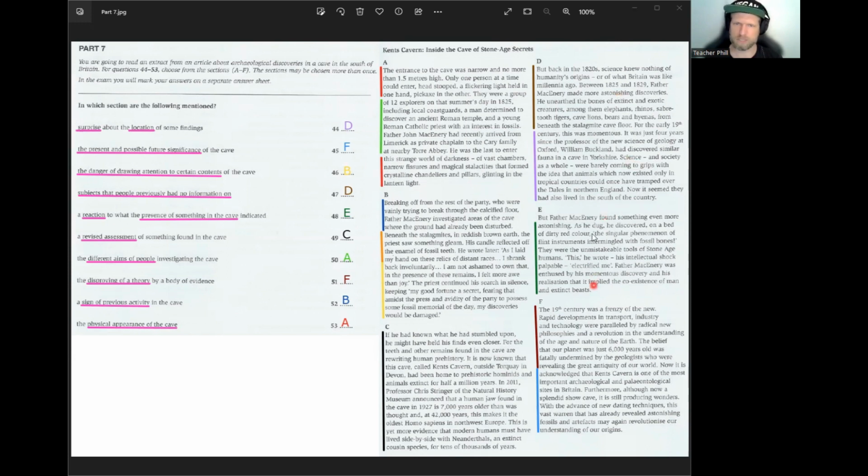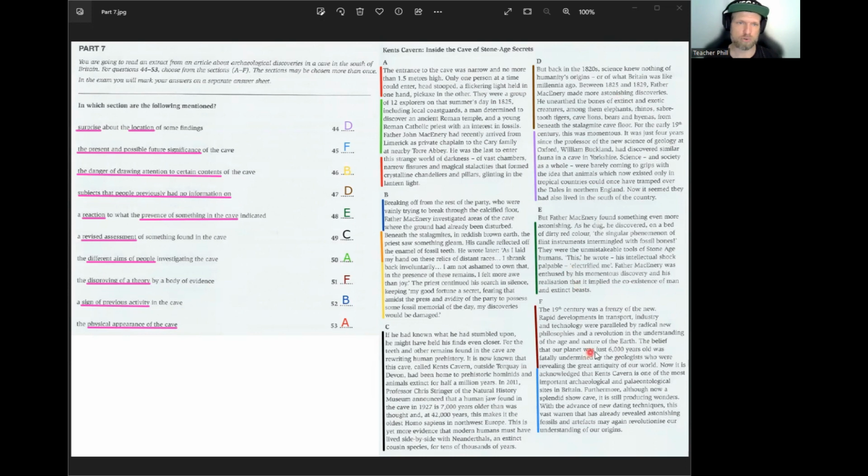Then E, again, it's a shorter paragraph, so there's also just one answer that I found. I think it answers 48, because he says here that he was electrified. He was enthused by this momentous discovery. So it illustrates his reaction to what he found in the cave.